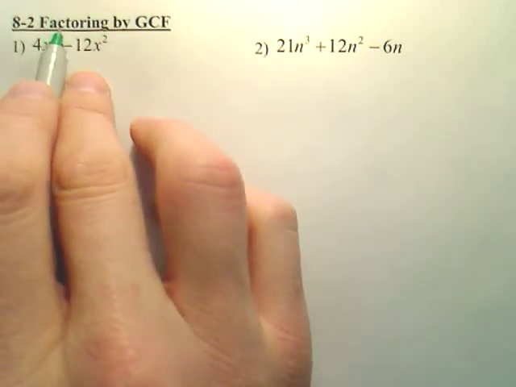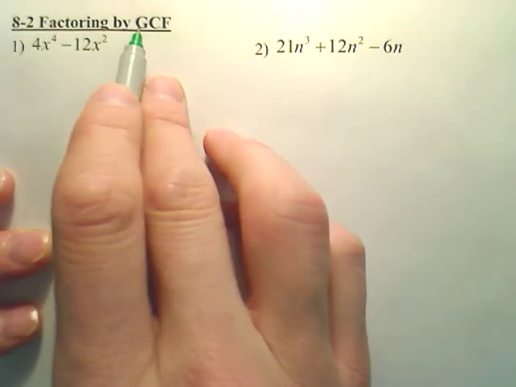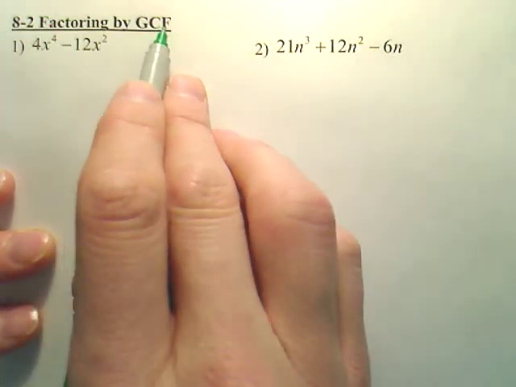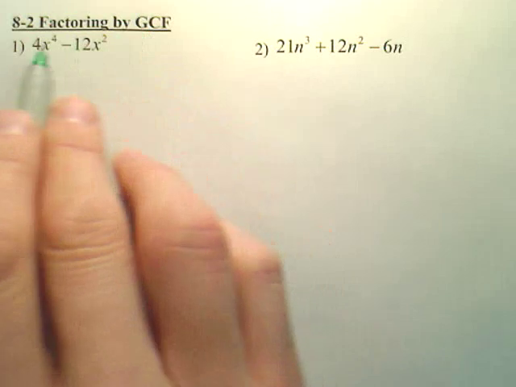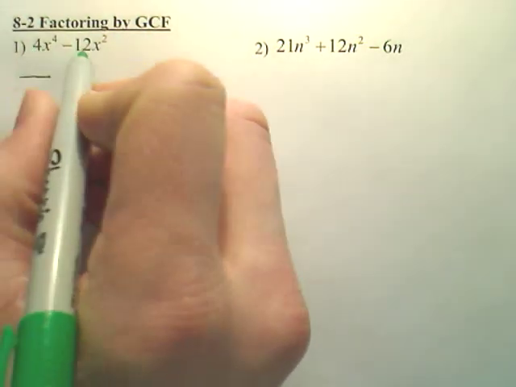We're going to do something called factoring by GCF, greatest common factor: the largest number factor that is in common. So look at these two. We're trying to think of a number that goes into these two.